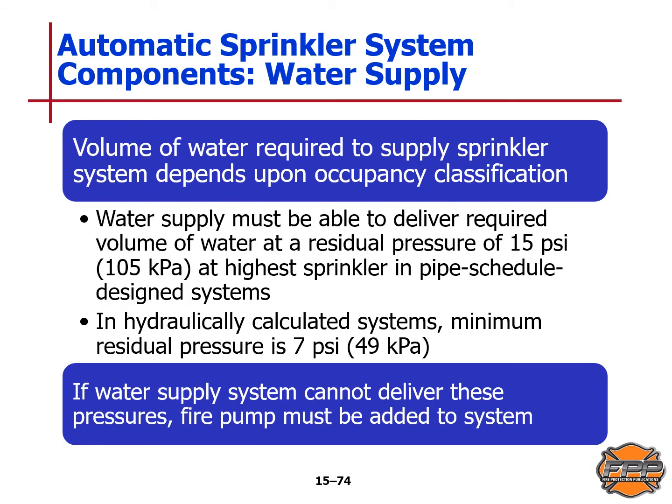The volume of water required to supply sprinkler system depends upon the occupancy classification. The water supply must be able to deliver the required volume of water at a residual pressure of 15 psi or 105 kilopascals at the highest sprinkler in the pipe scheduled design systems. In hydraulically calculated systems, the minimum residual pressure is 7 psi or 49 kilopascals. If water supply system cannot deliver these pressures, the fire pump must be added to the system.